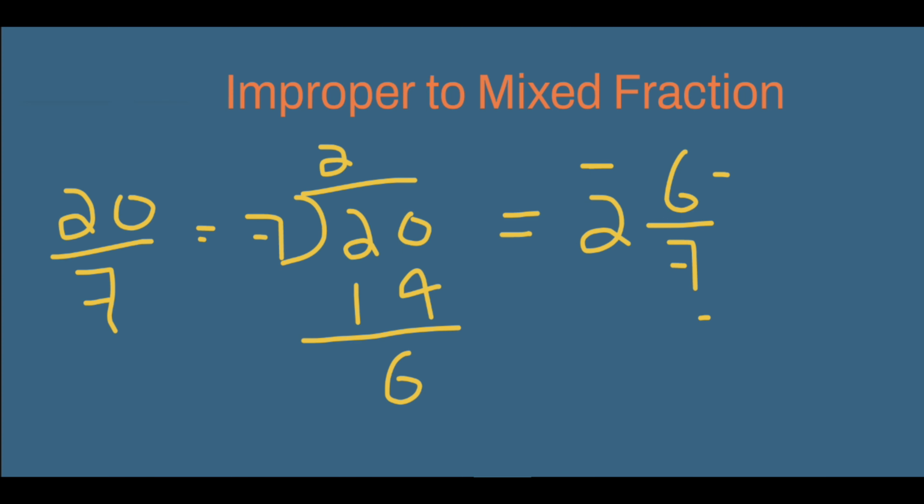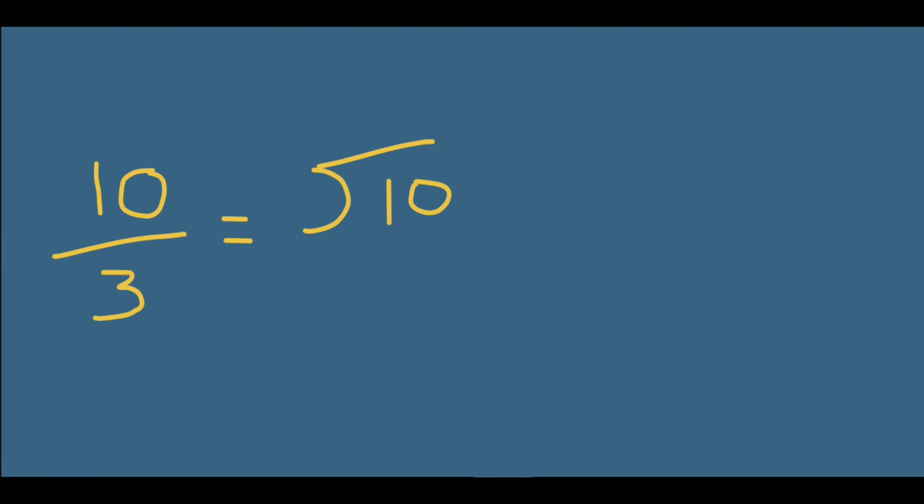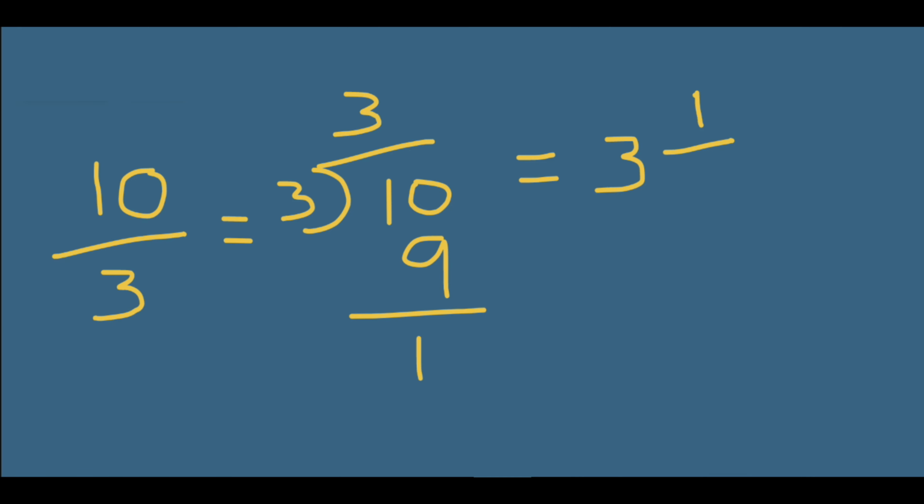Let's go for one more problem. 10 over 3. Here, the same way, I'm dividing 10 by 3. This is going to go 3 times. So 3 times 3 is 9, with a remainder of 1. So I can write it as the quotient first, that is 3, then the remainder 1 divided by the divisor, that is 3 itself. So 3 1 by 3 is the equivalent of 10 over 3.